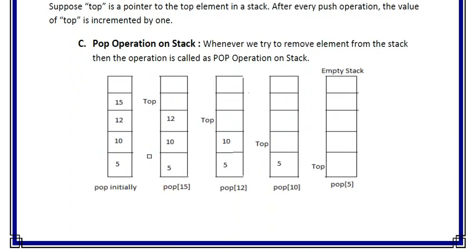In the popping section, first of all we need to pop the value 15. We can't remove the other values without removing the value 15 because it is on the top, because it works on LIFO, which is last in, first out. 15 is last here and will be out first from here. So 15, 12, 10 and lastly we pop the value 5. Then it will become the empty stack.